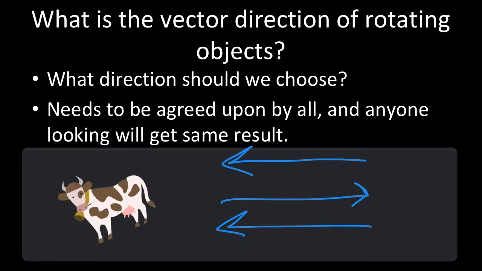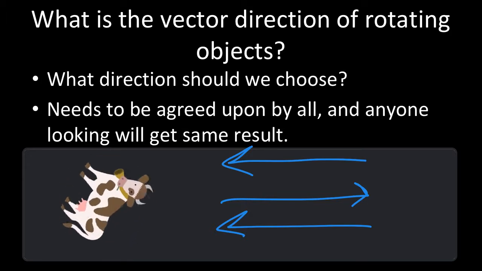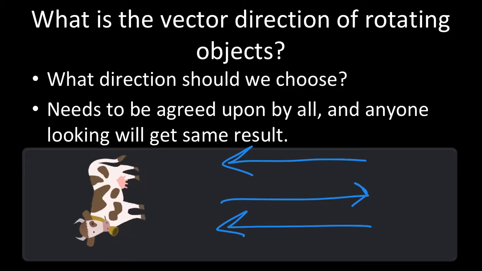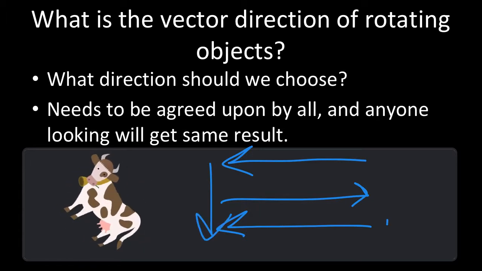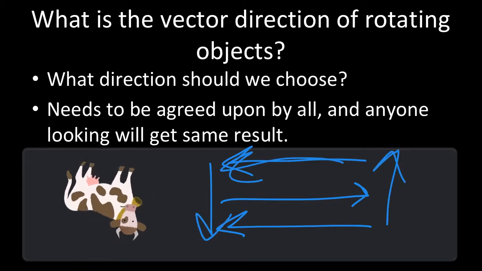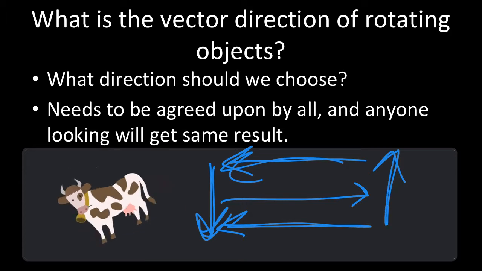The problem is top of the cow, bottom of the cow. What if the cow was sitting flat? Or what if the cow was in space? And the big problem is that any direction in the plane of motion, you can't get everyone to agree on which way that should be.